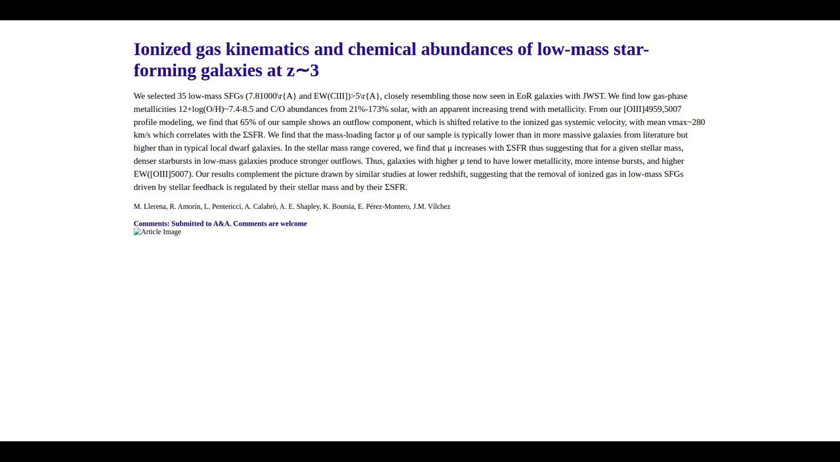Thus, galaxies with higher mu tend to have lower metallicity, more intense bursts, and higher U. Our results complement the picture drawn by similar studies at lower redshift, suggesting that the removal of ionized gas in low-mass SFGs driven by stellar feedback is regulated by their stellar mass and by their sigmosphere.